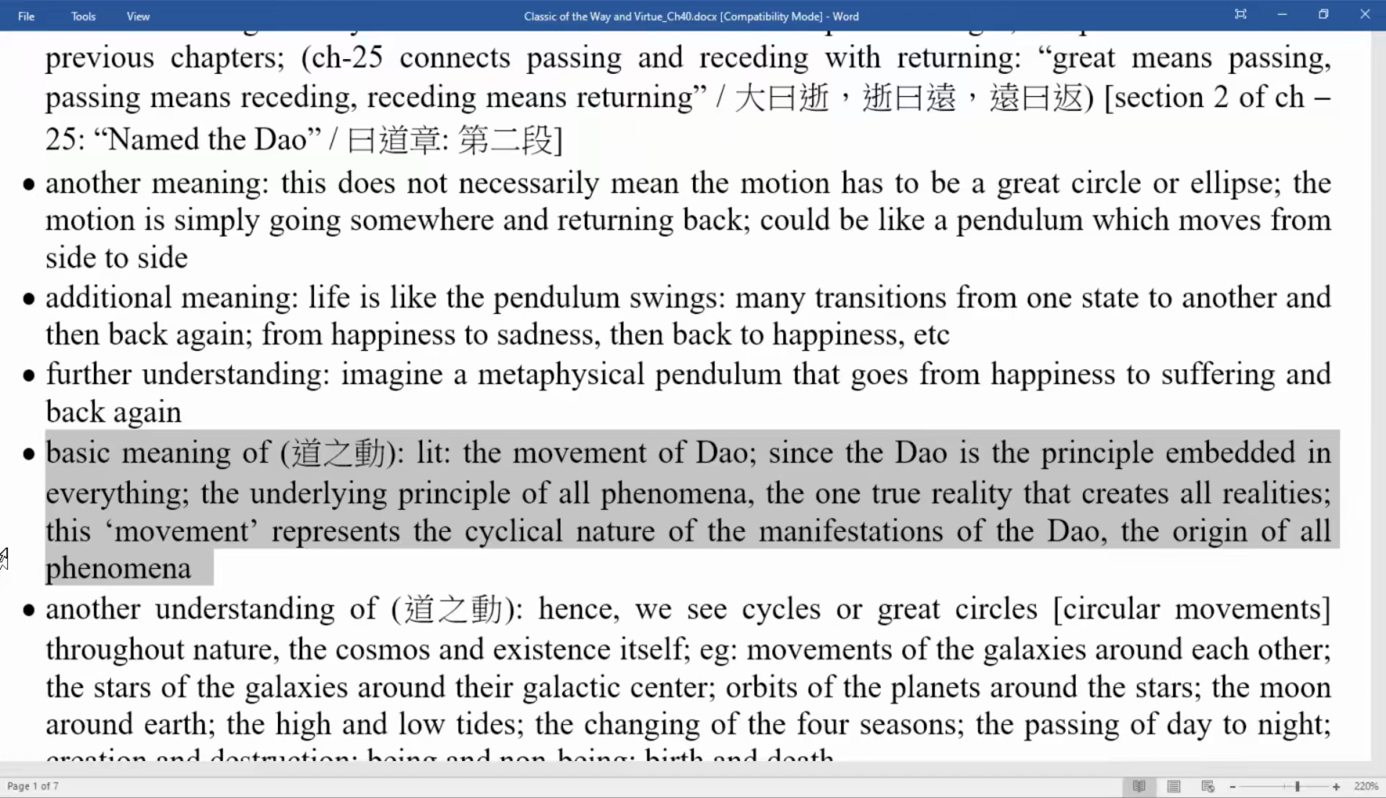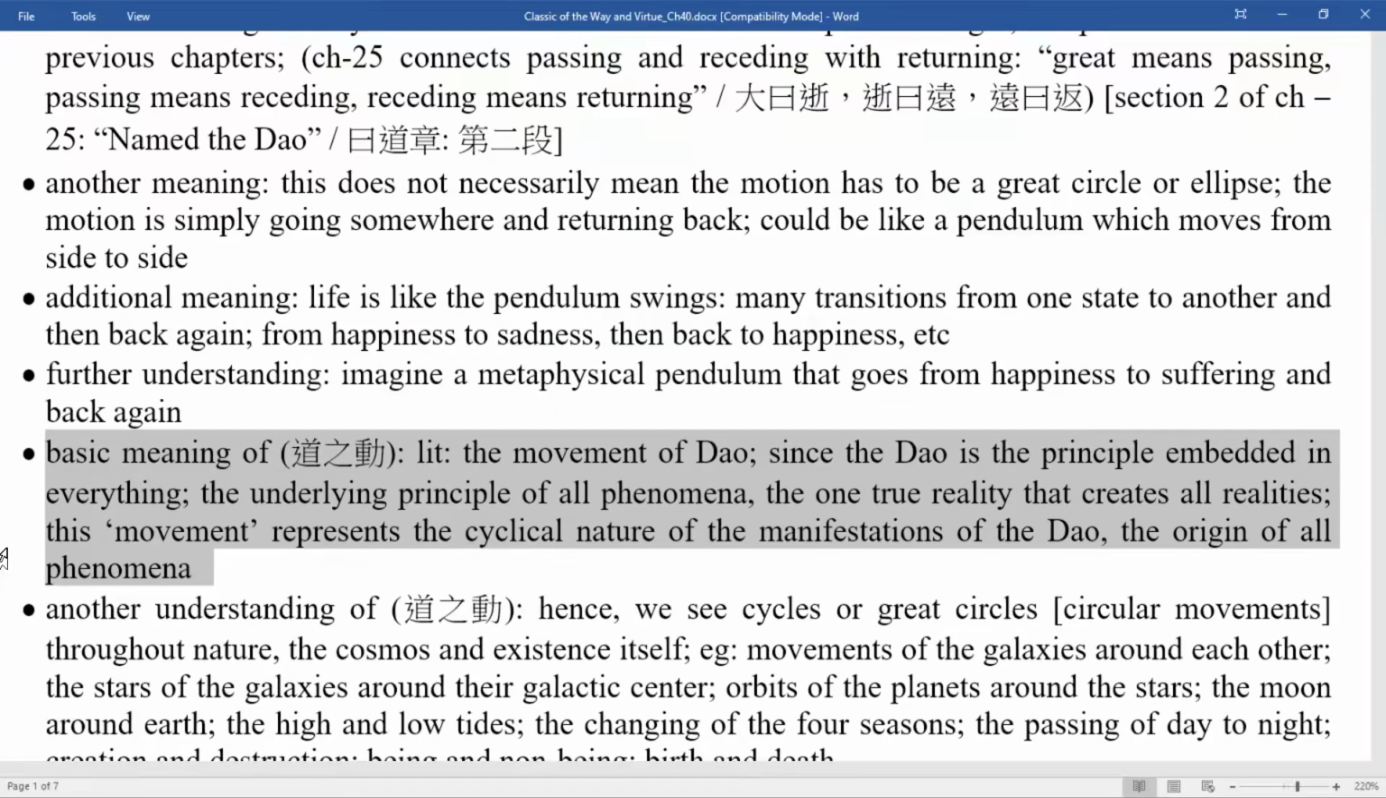So that's the one true reality, right? That's the Tao that creates all realities, right? So this movement represents the cyclical nature of the manifestations of the Tao, the origin of all phenomena. What Lao Tzu is just saying is that the nature of the manifestations of the Tao, that's what the movement of the Tao is, that it goes in cycles. That's the manifestation. It's not the Tao, but it's the manifestation of the Tao.